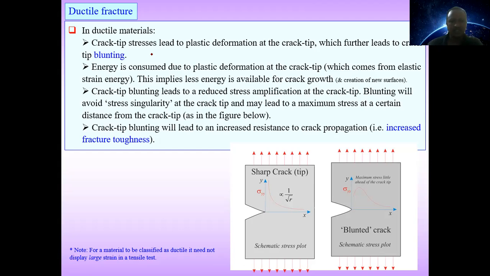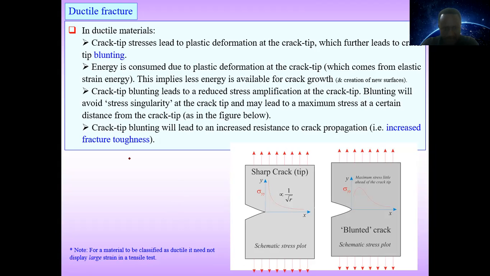Crack tip blunting leads to reduced stress amplification at the crack tip. Blunting will avoid stress singularity at the crack tip and may lead to maximum stress at a certain distance from the crack tip. Okay, so crack tip blunting will lead to an increased resistance to crack propagation and increased fracture toughness.